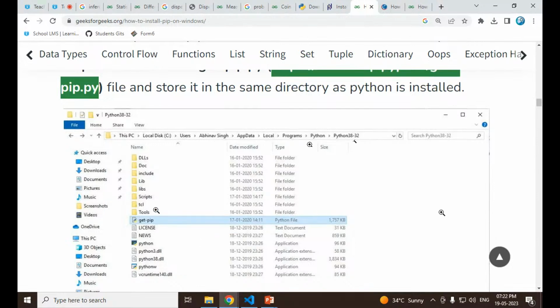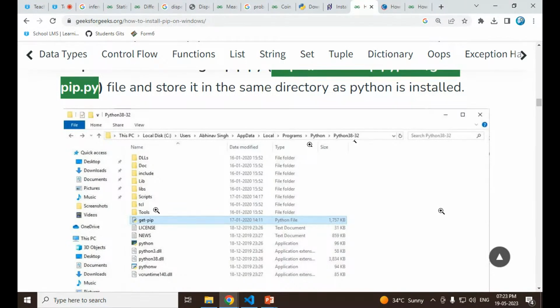Inside that, you have these things. Copy that file from the desktop and paste it here. Bring the desktop file, minimize this. Copy that file. No, that is a folder. Only the file. The file name is get-pip. Only that file you want. See where it is. Copy that.